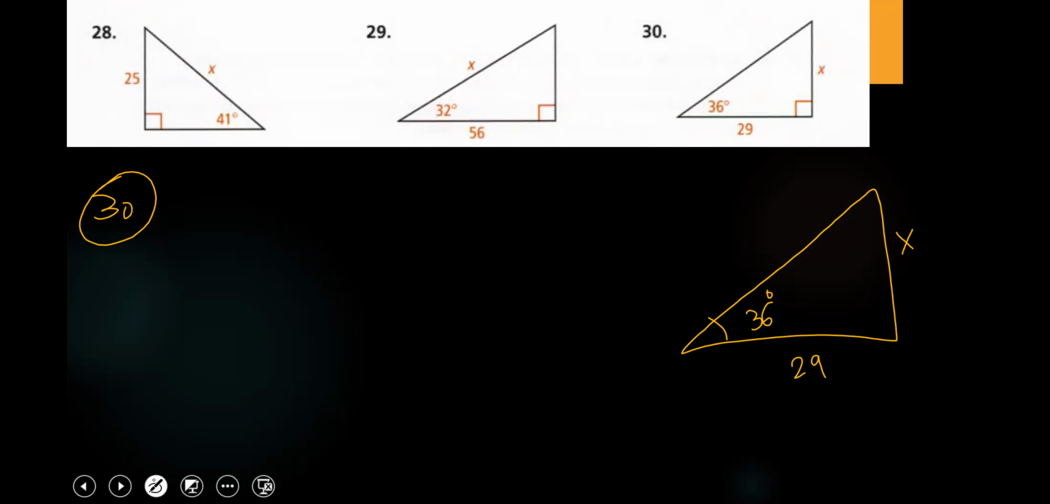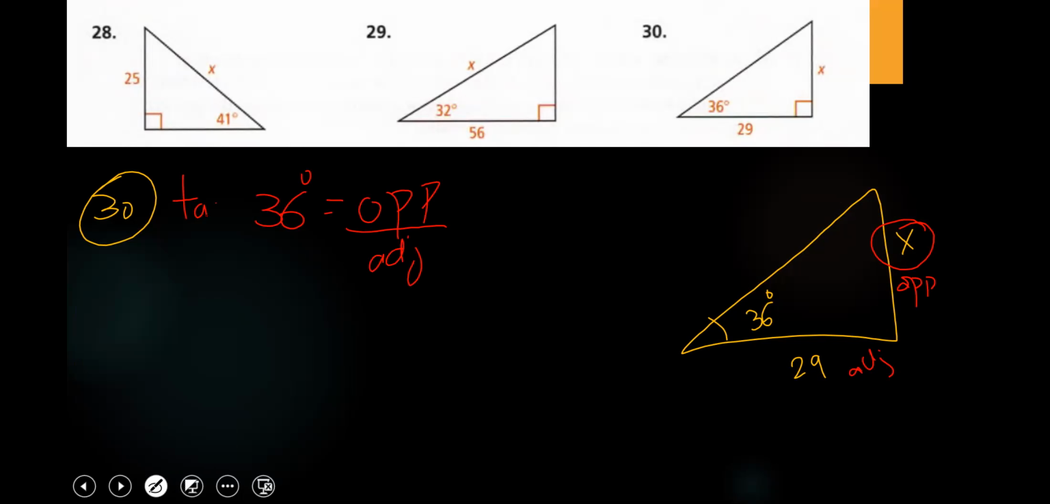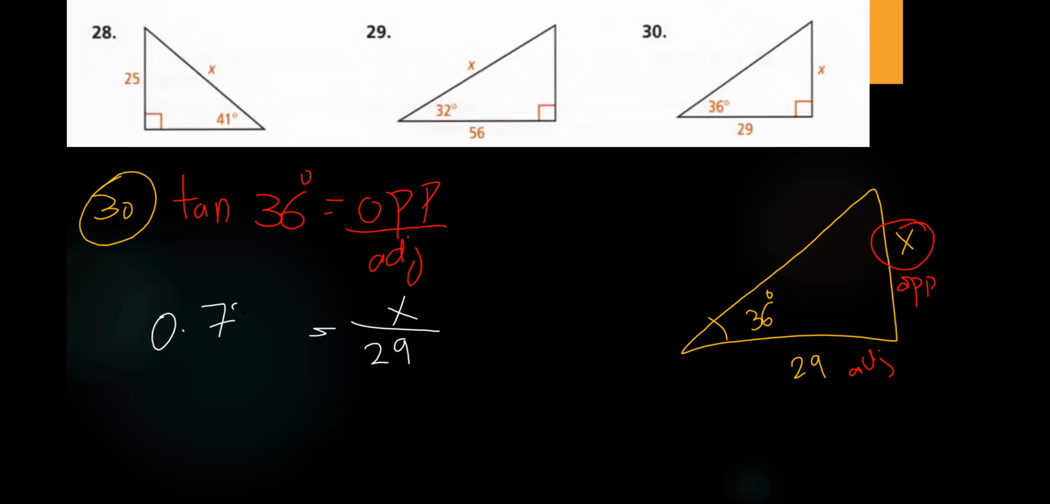Here I have the angle of 36, so I will write here 36. Then related to the 36, I have the opposite and the adjacent. Opposite over adjacent is tan. Now opposite is x, adjacent is 29. Tan 36 is 0.726. First 3 digits only, okay? Every time take the first 3 digits. Then cross product.